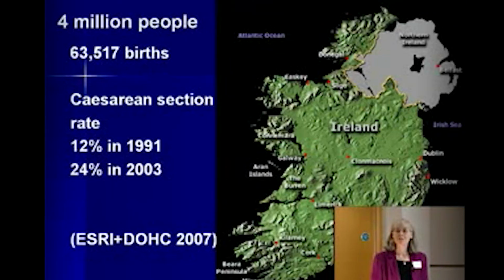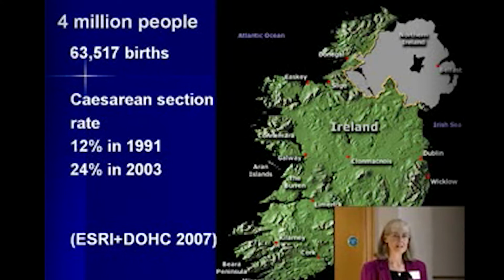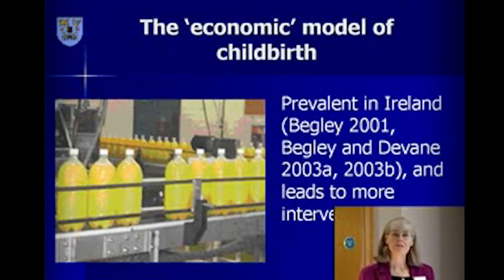Before that, I'll just give you a tiny bit of background about Southern Ireland. At least you know where it is, whereas most people when I talk in international audiences don't. We have 4 million people, 63,500 births, and a high rate of intervention. Just as an example, our caesarean section rate there doubled in the last 12 years from 12% to 24%. And that's due to what I call the economic model of childbirth, where women are progressed through a conveyor belt with a lot of unnecessary, sometimes, intervention.